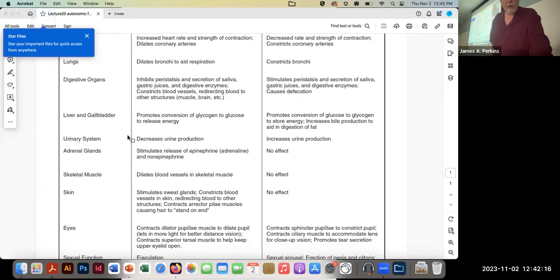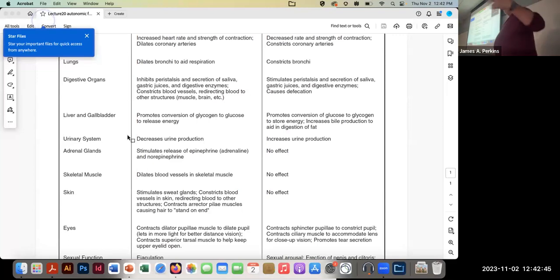In the digestive organs, it actually suppresses digestion. And I like to think of this as if you're fighting an enemy or running away from a predator or something like that, the last thing you want to think about is digesting breakfast. So your body is redirecting its energy away from the digestive processes towards things like skeletal muscle in the brain, which are more important at that particular moment.